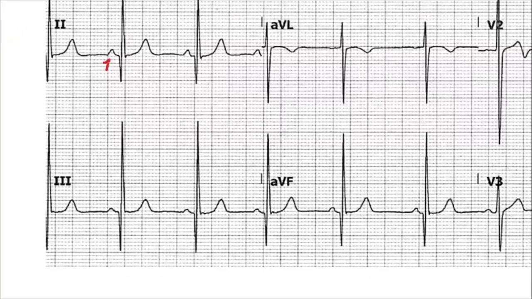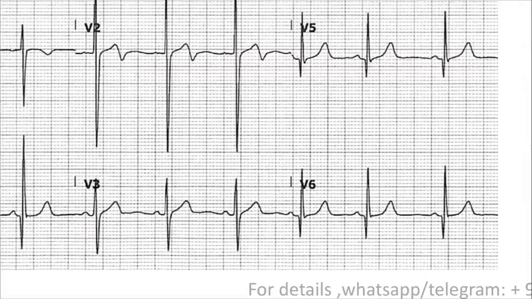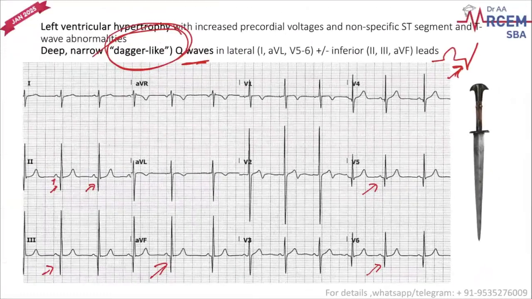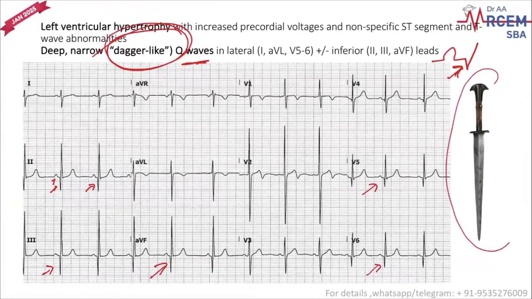See, this is the P wave. This is the first deflection that you're having. You can see they are quite deep, almost one large box. We usually do not see such deep Q waves. You can see it in lead 3 also, in aVF also. You can appreciate it in V6 also, and in V5 also. These deep Q waves are also known as dagger waves or dagger-like Q waves, we call it.